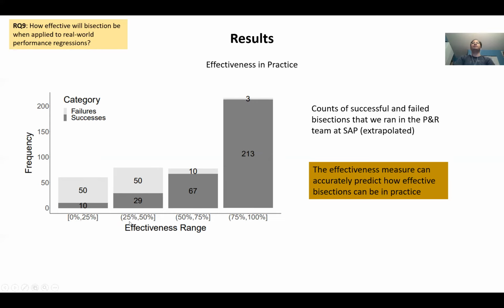If the effectiveness is between 25 and 50%, it's the same thing. So the majority of them also fails, but not to the same extent as the 0 to 25%, okay? And then once you go from 50% to 75%, the majority of them passes, they succeed. And that's even more so the case for 75% to 100%. So in this case, 213 bisections succeeded, but only 3 failed. So what this basically indicates is that the effectiveness measure that we derived from earlier is a good indicator of what the actual effectiveness is of the bisection in the real world.